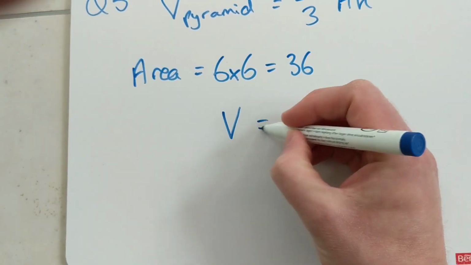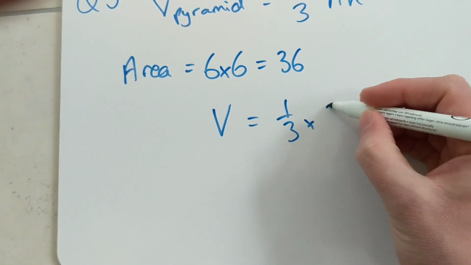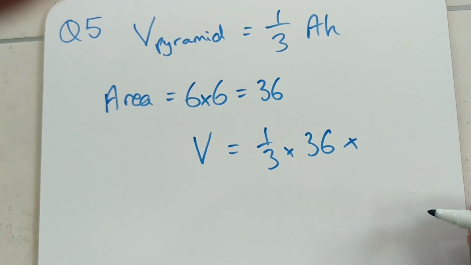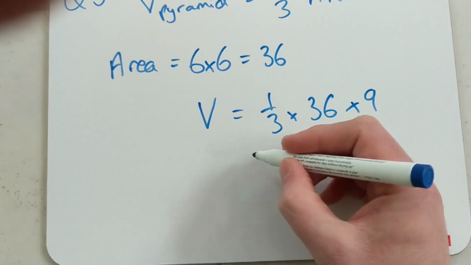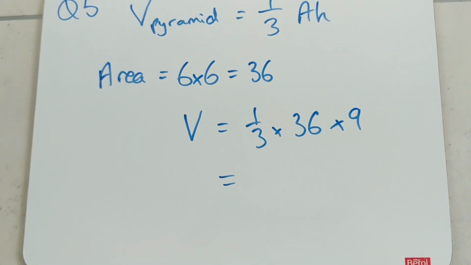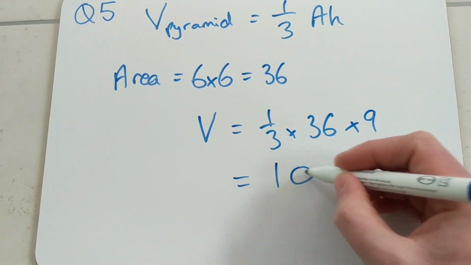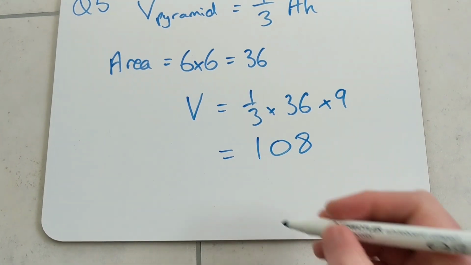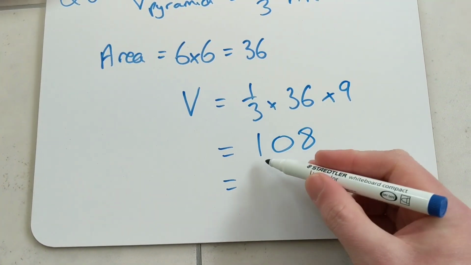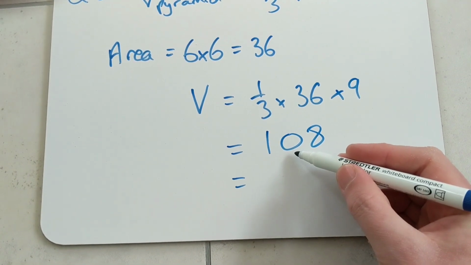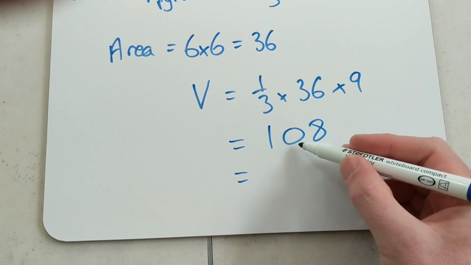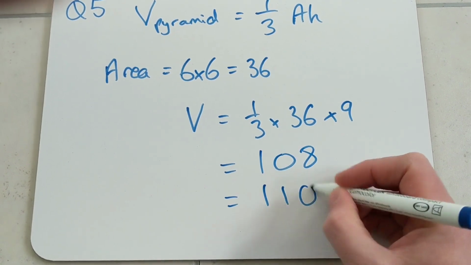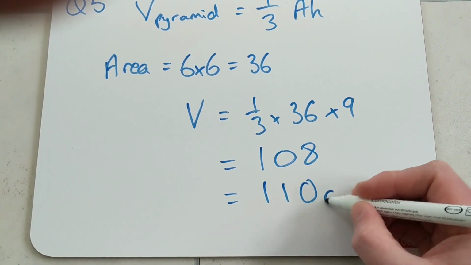And so your volume would be 1/3 times 36, that's your area, times the height, which in that question is 9, I think, if you read it carefully again. Multiplying that through, you get an answer of 108. And you're almost finished. In the question it does mention rounding to two significant figures. So your 1 is your first significant figure, your 0 is your second significant figure, and the 8 rounds that up. So 108 rounded to two significant figures would be 110. And your units there are centimetres cubed.